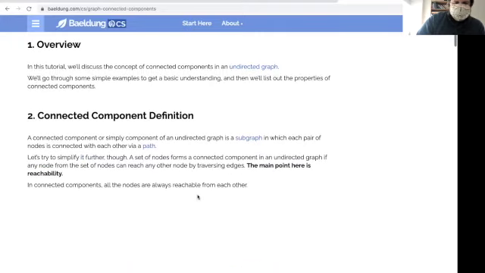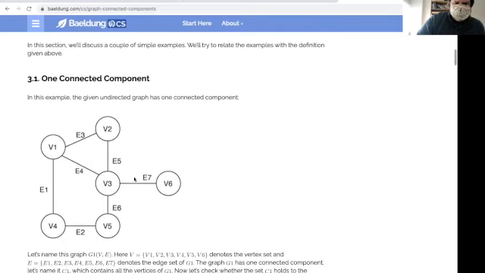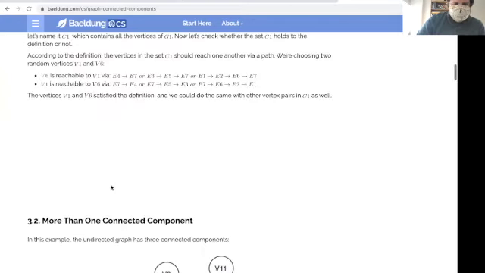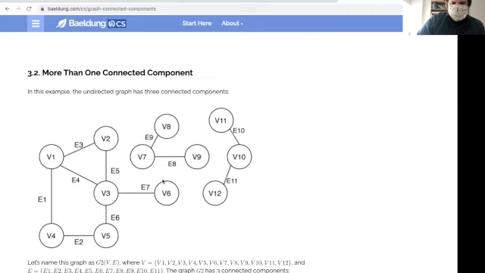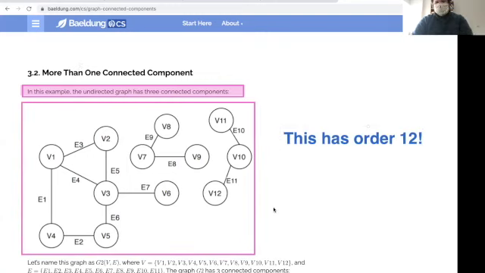There's this great resource called, I guess it's Baeldung, I'm not sure. It gives a couple of different examples. So here it shows a graph with 1 connected component, and here it shows a graph with more than 1 connected component. In fact, it tells you that this graph has 3 connected components. So if you searched at all, I think you could find examples to work off of. However, does this have order 12? It actually does. So this example would have worked perfectly.